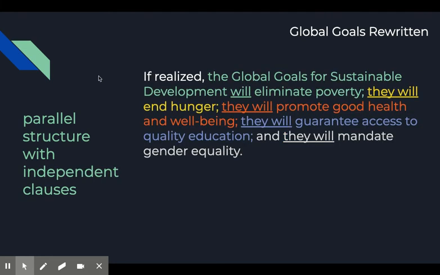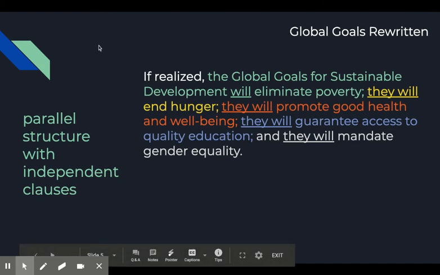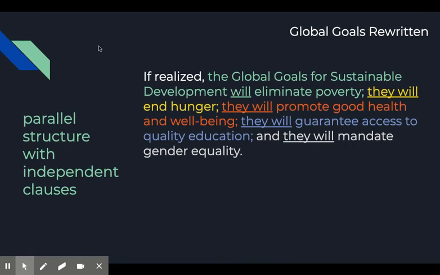The last one I want to show you is parallel structure with independent clauses. Independent clauses are complete thoughts. They could be their own sentences, although here I have them all attached with semicolons as part of the same sentence. So this one reads: if realized, the global goals for sustainable development will eliminate poverty; they will end hunger; they will promote good health and well-being; they will guarantee access to quality education; and they will mandate gender equality.